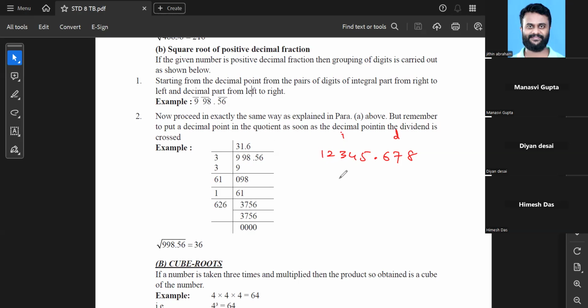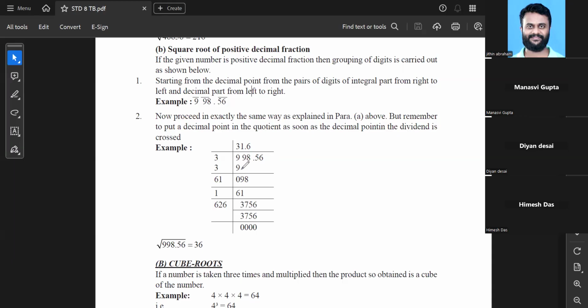So in this case what you will be doing, from decimal you start making pair towards the left hand side. This is my first pair, this is my second pair, this is my third pair. हो गया ये pairing. Then from decimal you have to pair towards right hand side. This is my first pair, this is my second pair. Left to right, because decimal part में it's from left to right. Now in this case your number is 998.56. So decimal से this is your first pair, second pair, decimal के बाद से this is your one pair. So this is how you're going to do the pairing.